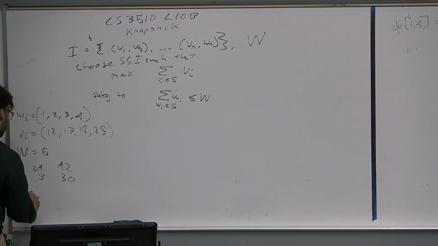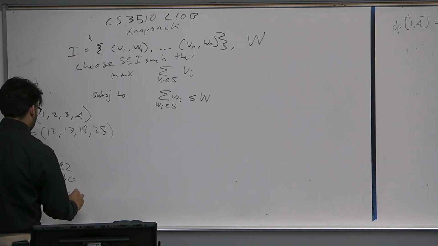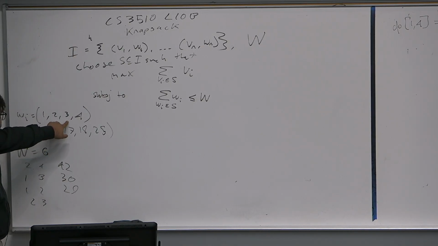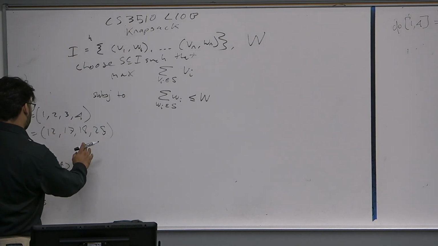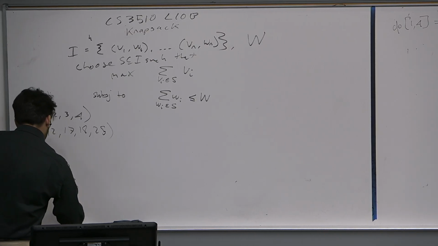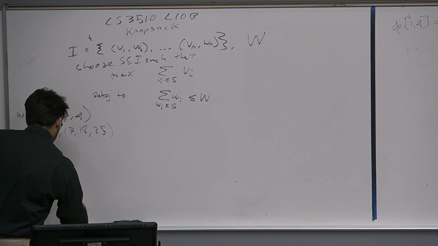Okay, what about 1 and 2? What is 12 plus 17? That's 29. What about 2 and 3? 2 plus 3 is 5, so 35. 17 plus 18 is 35? Okay, I believe you.